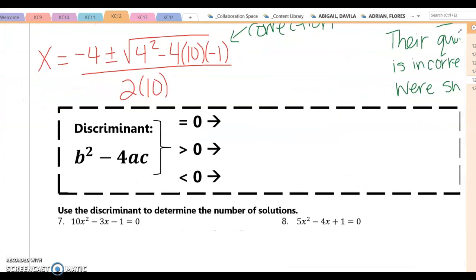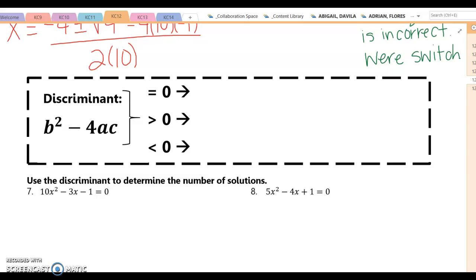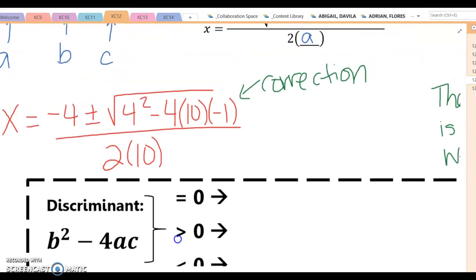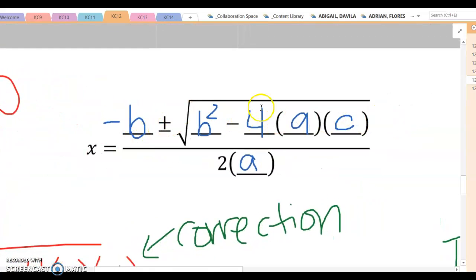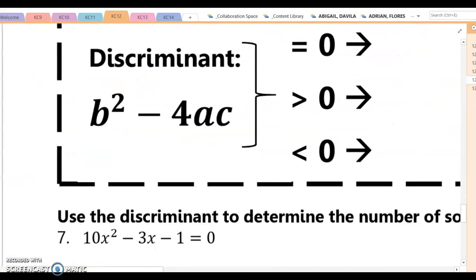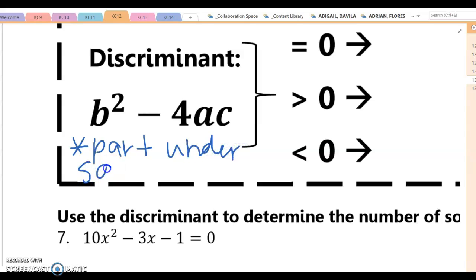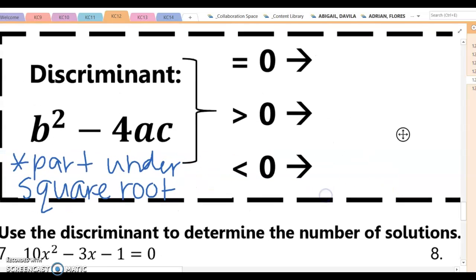Alright, so the next thing we're going to talk about is being able to tell how many solutions you're going to have and what kind of solutions you are going to have. So the b squared minus 4ac, that's called the discriminant, right? So if we look at our quadratic formula, you see b squared minus 4ac in here. That's the part that's underneath the square root, okay? So there's different things that can happen under there.